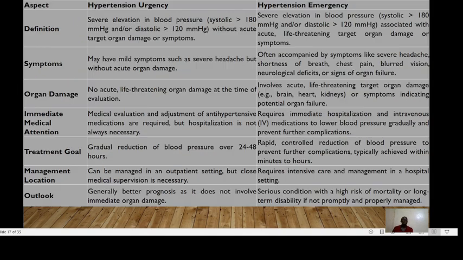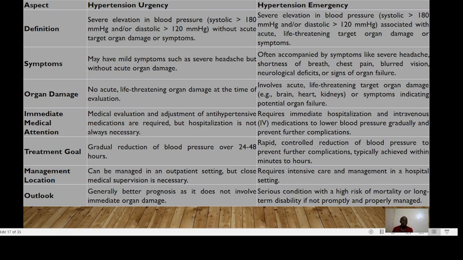Okay, so these could lead to a hypertensive crisis, which could be an urgency or an emergency. In terms of definition, hypertensive urgency is a severe elevation in blood pressure, greater than 180 for systolic or greater than 120 for diastolic, without acute target organ damage or symptoms. Emergency, on the other hand, is a severe elevation in blood pressure greater than the values mentioned, but associated with acute life-threatening target organ damage or symptoms.